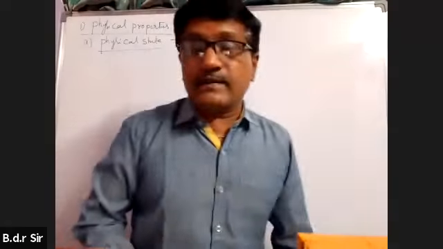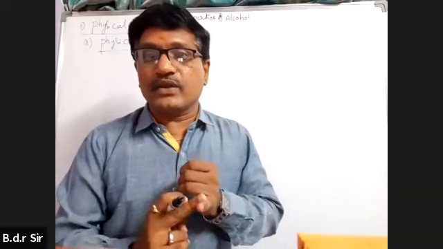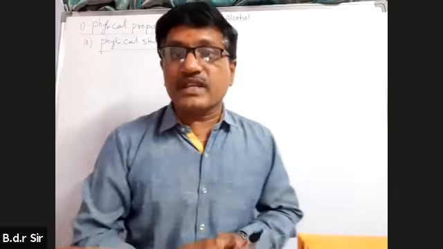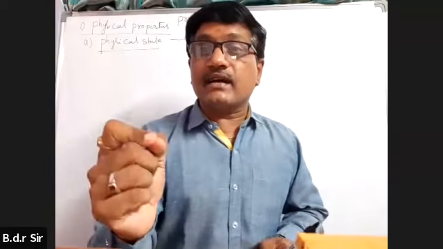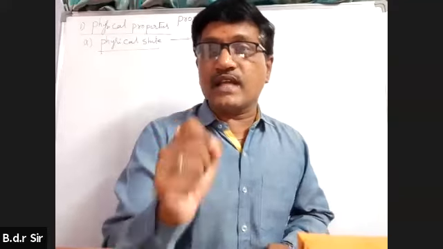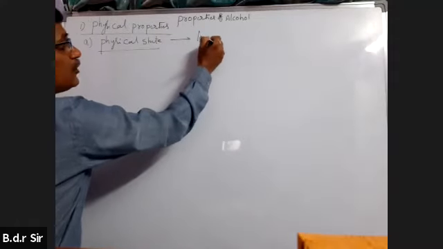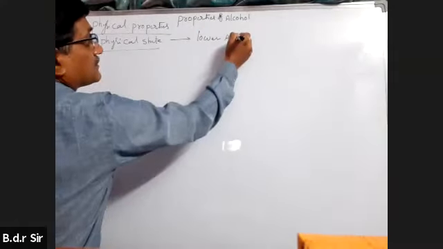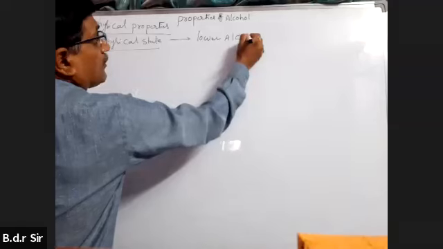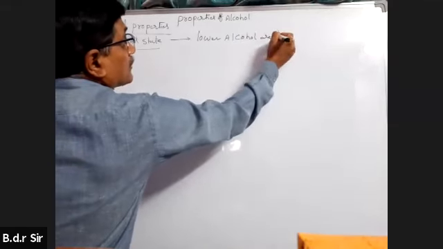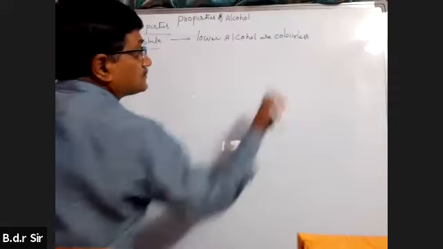lower alcohols are colorless liquids. You take one example, methanol or ethanol. Ethanol, another name ethyl alcohol. Ethyl alcohol is colorless. Methanol also colorless. So first point, lower alcohols are colorless liquid.